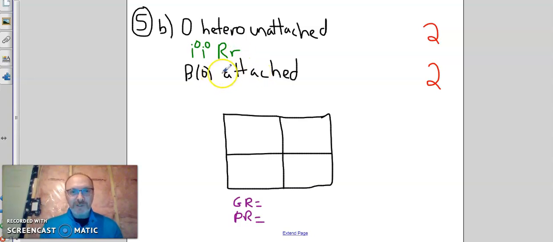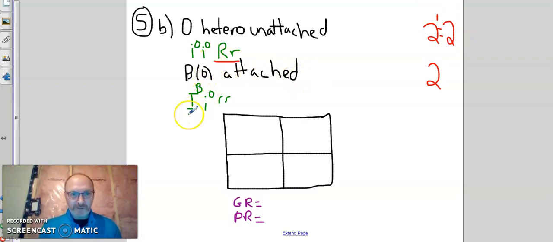This person here who is BO, so we're going to use a capital letter I^B because B is a dominant trait, and we're going to use a lowercase i^O to represent the O allele. And then this person is attached earlobes, which is recessive, so they have to be little r, little r. Now when we go over to here and do 2 to the n, there's only one heterozygous gene there, and so that's 2 to the 1, which gives us 2 possibilities.